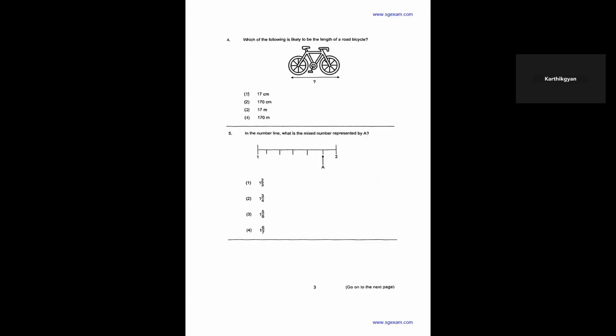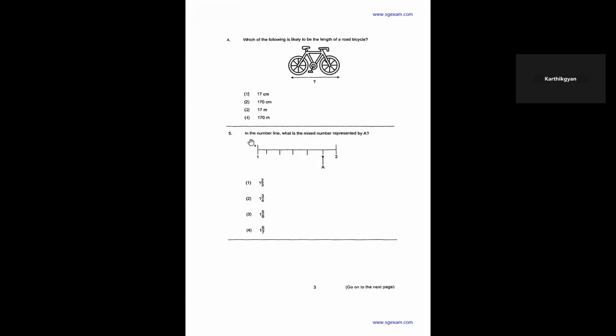Question 4. Which of the following is likely to be the length of a road bicycle? For a bicycle, it can't be 17 cm. It can't be 17 meters, that's too long. 170 meters is even longer. So therefore, we're going with option number 2. It makes more sense, basically about 1.7 meters.